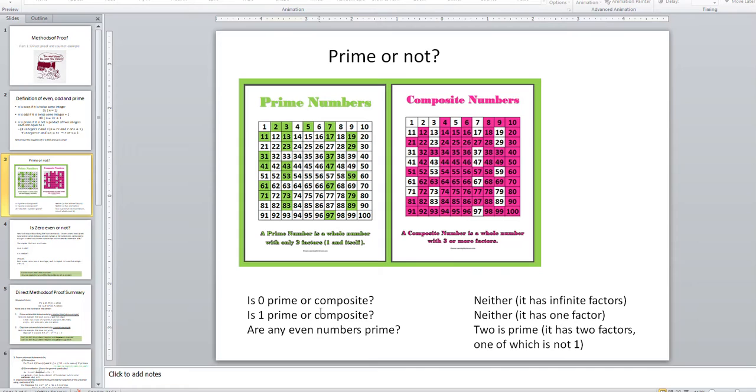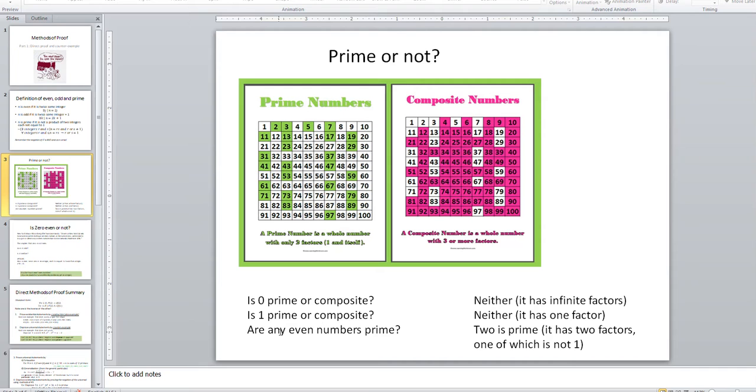And is 1 prime or composite? Well, in this case, it's a little bit more straightforward, because it doesn't have two factors where one of them is not equal to 1. In fact, they're both equal to 1 and 1, so that is not a prime number. And it's not a composite number either, because it doesn't have 3 or more factors. So it's neither prime nor composite.